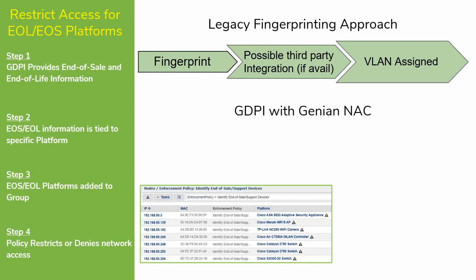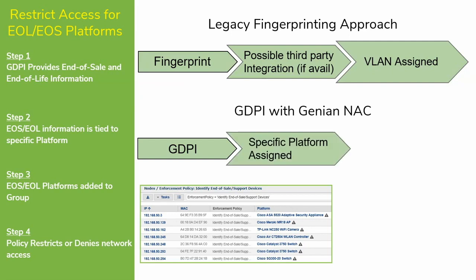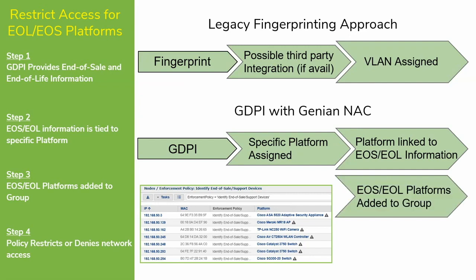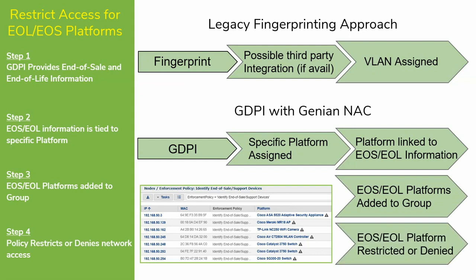GDPI with Genian is different. GDPI provides information above and beyond general categories. Specific platforms are assigned to each device that connects to the network. Each platform that has EOS or EOL information is linked to the platform record. Those EOS EOL platforms can then be collected together and added to a group. That group can be added to an enforcement policy, and those devices can be restricted or denied network access, or network administrators can just be notified of their existence.